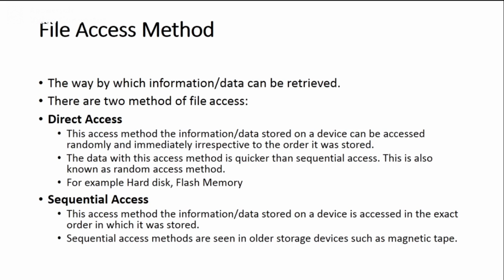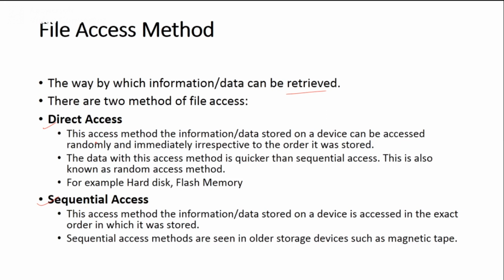Now we have file access methods. What are the different methods you have? One is direct access and one more is sequential access. We have already seen all these in our previous sessions. So what exactly is direct access and what exactly is sequential access? The way by which information or data can be retrieved, we can call it a file access method. So there are two methods of file access: direct access and sequential access.